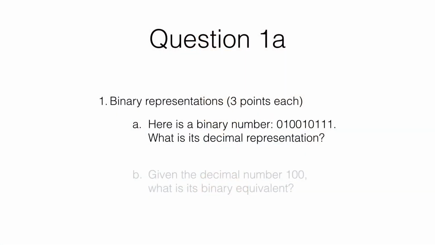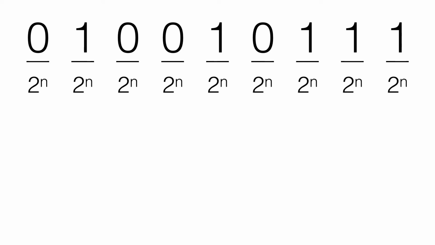Question 1a gives you a binary number and asks you for its decimal representation. Before I give the answer to the question, I'd like to first explain how number systems work. The binary number system is also called base 2 because each place value in the number is represented by its value, 0 or 1, times 2 to the n, where n begins at 0 on the far right of that number and increases by 1 as you move to the next place value.